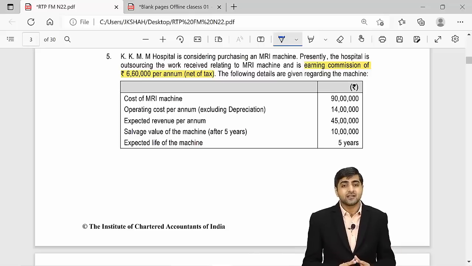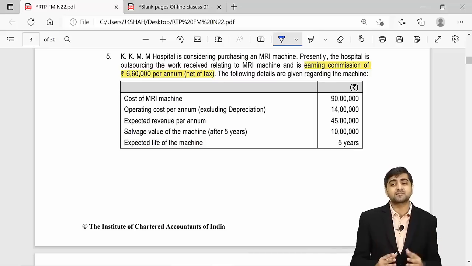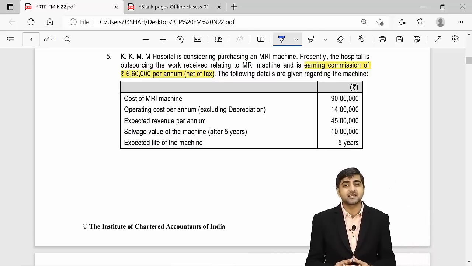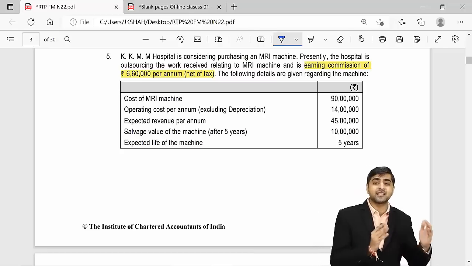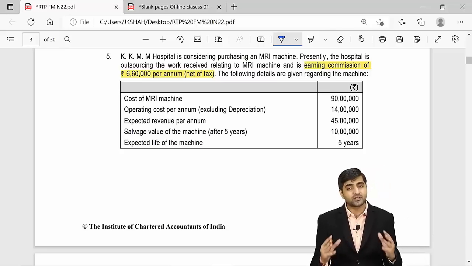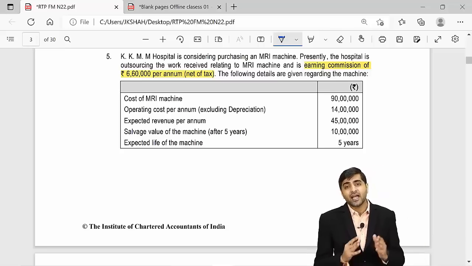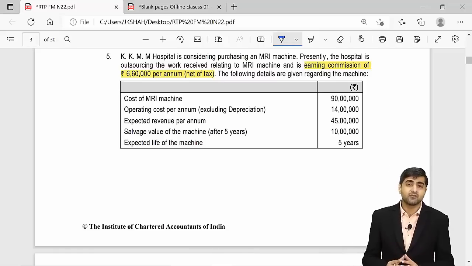In this question, they have just told you that there is going to be some cost of machine, that is investment in fixed asset, that's nothing but 90 lakhs. So 90 lakhs you have to spend today. So 90 lakhs into 1 will actually give you your present value of cash outflow, which is nothing but PV of CO.